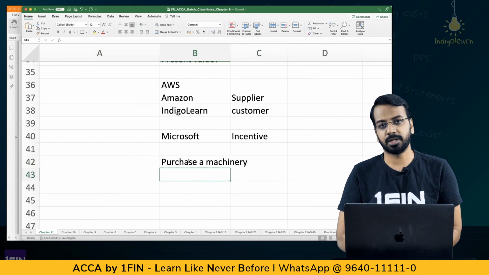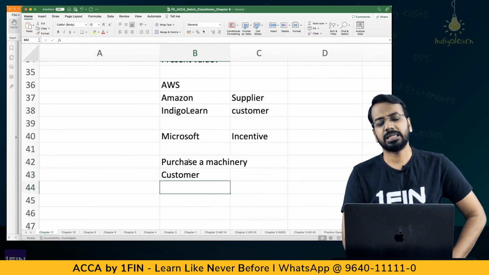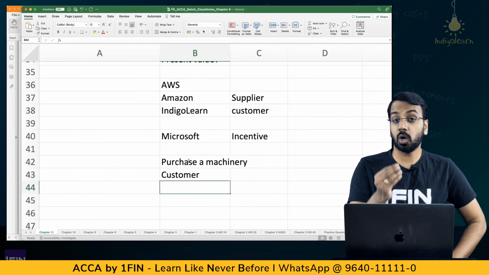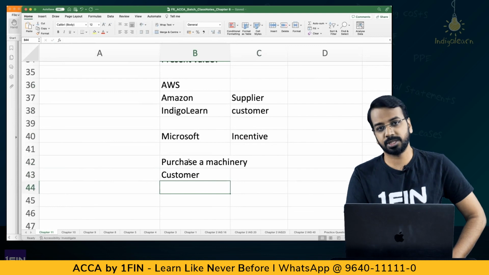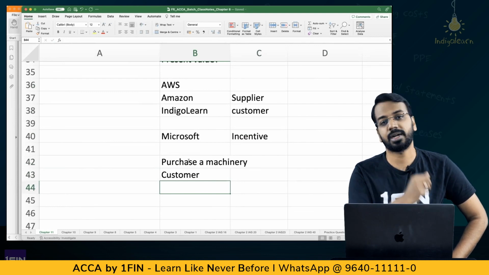Okay, we purchase a machinery. But the customer thinks that we are not sure of the performance capacity of the machinery. We are not sure of the quality of the performance of the machinery. Then in that case, how do we negotiate a contract with the supplier?